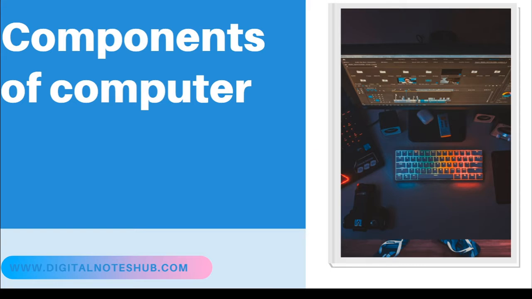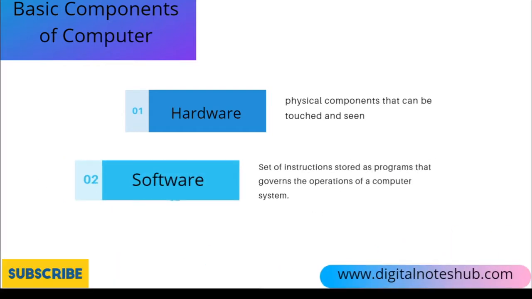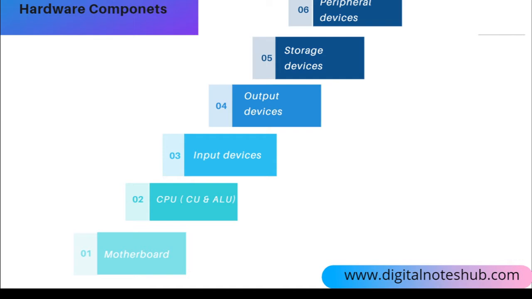So today you're going to learn about the components of a computer. Basically, there are two components of a computer: hardware components and software components. Hardware components are physical components, and we can touch and see these components, whereas software components are programs, which are a set of instructions. All operations of a computer are done by programs. So firstly we will discuss the hardware components of a computer, and after that we will continue with software components of a computer.